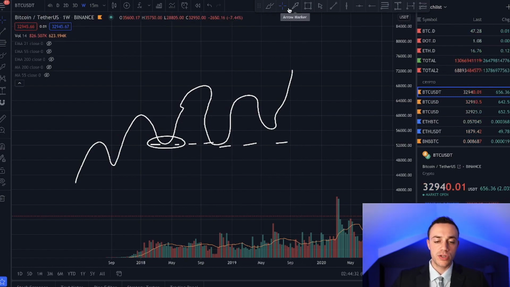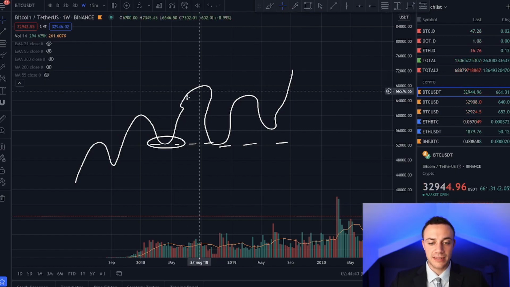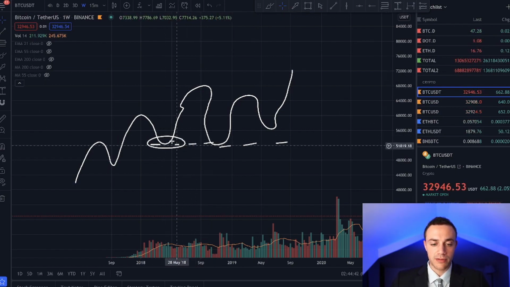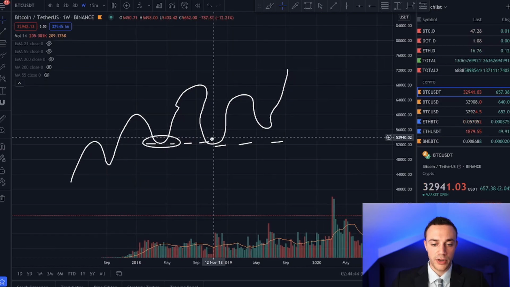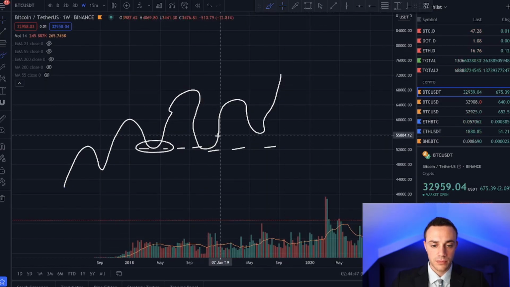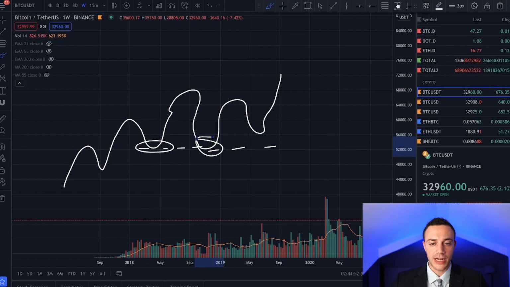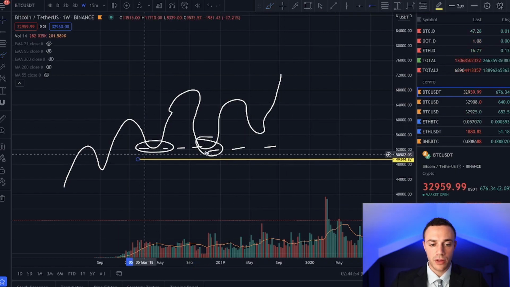This way you can use it for your entry, or if you're already in a trade, for your take profit levels as well as your stop loss levels. So for this example, if you were to go long here at this level of support on the chart, this would be your entry over here, and then you would place your stop loss right beneath that level of support.